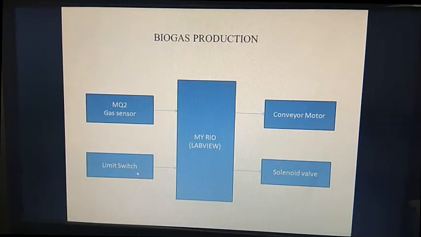And the limit switch is used with the conveyor motor for the collection of water hyacinth. When it reaches its limit, it activates and sends a signal to the Niy. Then the Niy activates the conveyor motor, which dumps all the water hyacinth into the digester circuit.